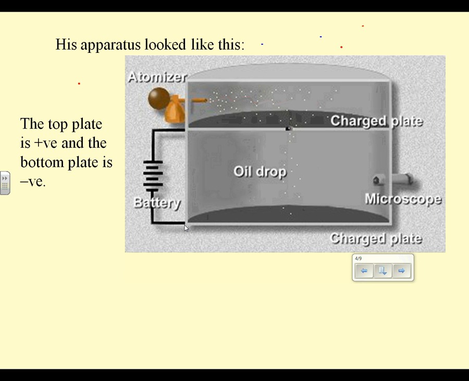Top plate is positive and the bottom plate is negative. You might want to just make that little note there on your handout. So for these oil droplets, maybe I'll just draw it big like this. Obviously not to scale. So for that to be attracted to the top plate, what charge would it have to have? It would have to be negative as well, right? So that charge on the oil droplet is negative. It's attracted to that top plate, the positive, and the bottom negative plate is pushing away.